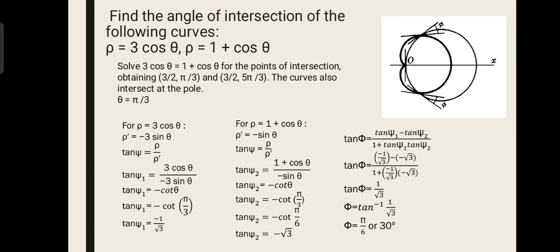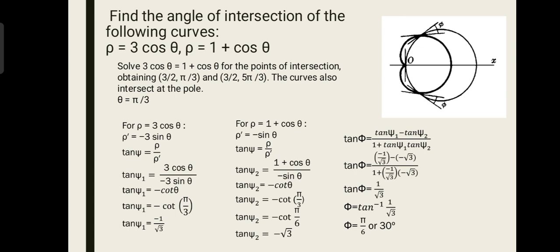Example: find the angle of intersection of the following curves: r = 3 cos θ and r = 1 + cos θ. Solve 3 cos θ = 1 + cos θ for the points of intersection, obtaining (3/2, π/3) and (3/2, 5π/3). The curves also intersect at the pole, so the θ here is π/3.